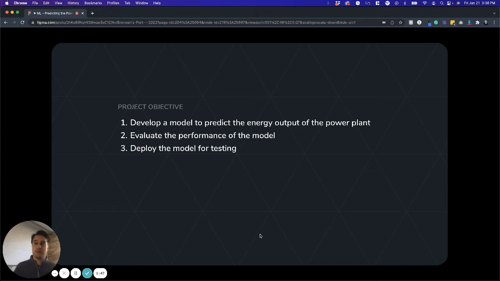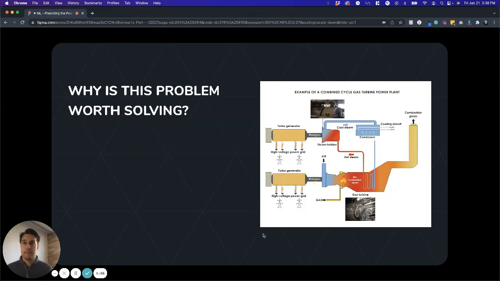That's why we use AI and ML, is to look ahead and predict intelligently. The project objective was really to develop a model to predict the energy output of the power plant, evaluate the performance of the model, and deploy the model for testing. So back to our problem. Why is this problem worth solving? If you think about a power plant, accurately predicting how much energy a power plant can generate is crucial when planning out the supply and demand a city or part of a neighborhood might need. If done incorrectly, an inaccurate prediction could result in the rise of per unit costs of electric power, could result in power outages and other unplanned difficulties.